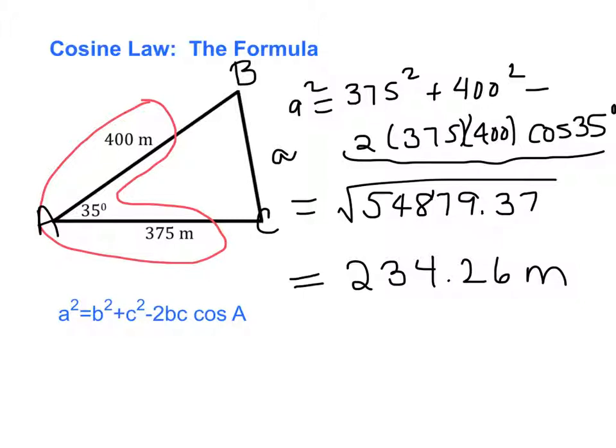And that's really all there is to the cosine law. Find your three parts, plug them into your calculator, use your calculator correctly, make sure you're in degree mode, and please don't forget to take the square root.